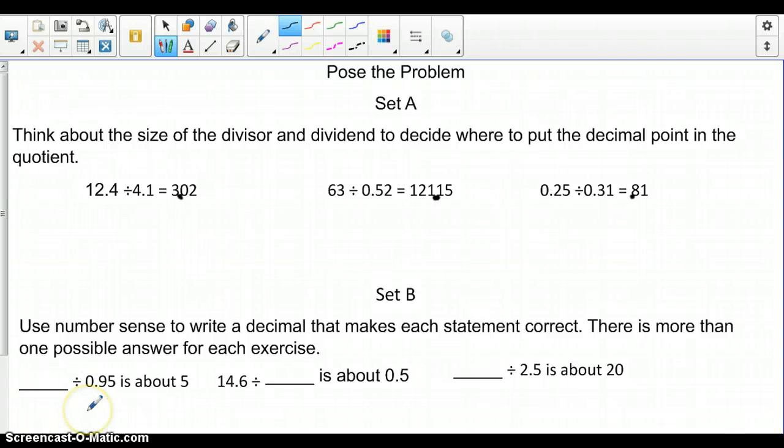Okay, now I look at set B. It says use number sense to write a decimal that makes each statement correct. There is more than one possible answer for each exercise. Well, 95 hundredths is about 1, so 1 times what would give me 5? So 5 divided by about 1 gives me 5. So that's correct.